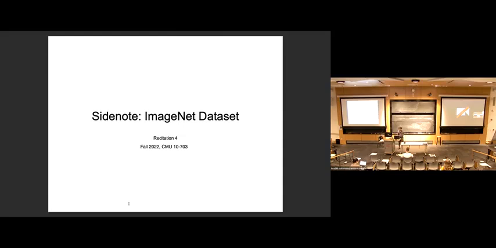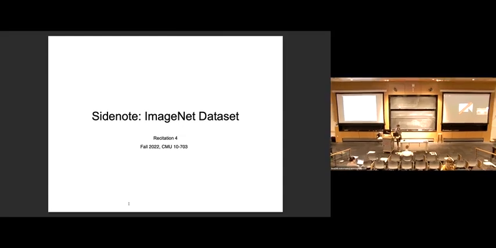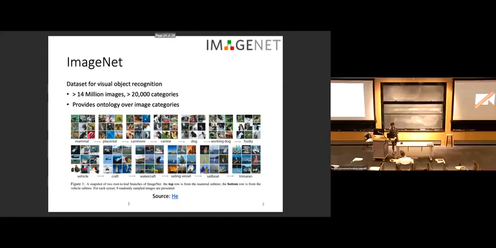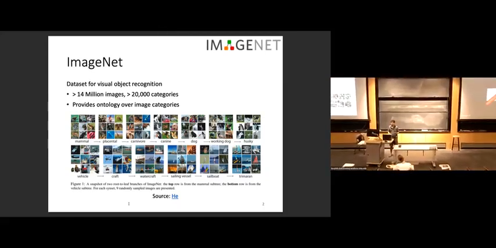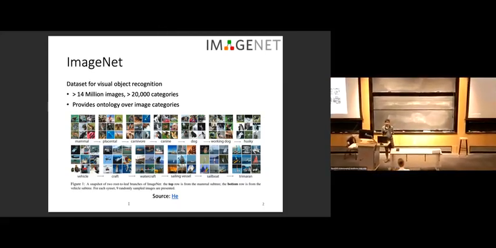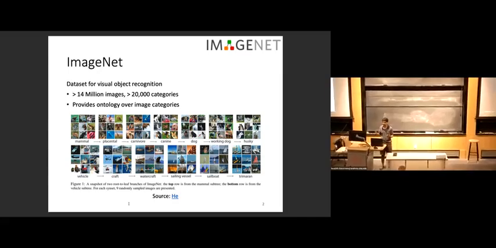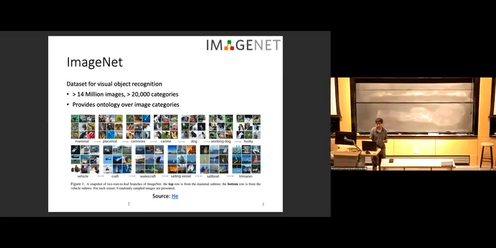Okay, so now I'll talk about the ImageNet dataset. This is a dataset for visual object recognition. It consists of millions of images and tens of thousands of categories, and it essentially provides a classification task for images, and it has a hierarchy of different categories that it uses. For instance, it goes all the way from general terms like mammal and vehicle down to specific breeds of dogs and specific types of sailboats.